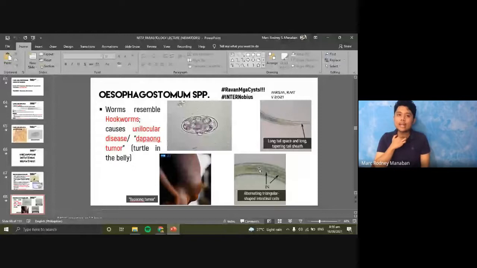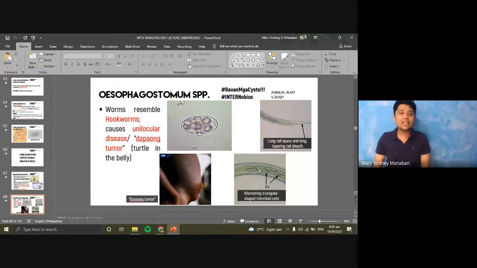Now again, this worm, Oesophagostomum, right? It causes a mass in your abdomen that resembles a turtle. That's why it's described as a turtle in the belly. Now, aside from that, inside also, the worms can cause nodules. They can form nodules, all right? And inside the nodules are worms, actually, okay?